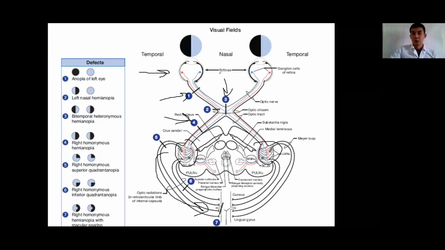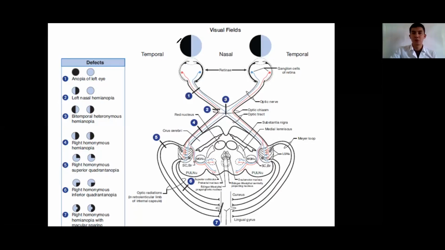So if we want to understand visual pathways, we have to understand the components of visual pathways: the eyeball, optic nerves, optic chiasm, optic tract, lateral geniculate body, and the fibers, the optic radiata, and these fibers extend toward the occipital lobe of each cerebral hemisphere.